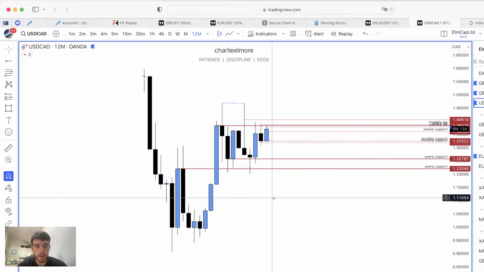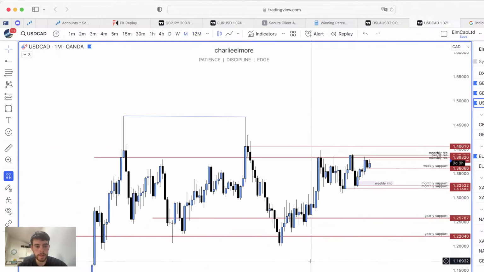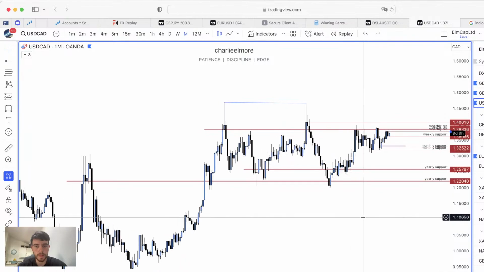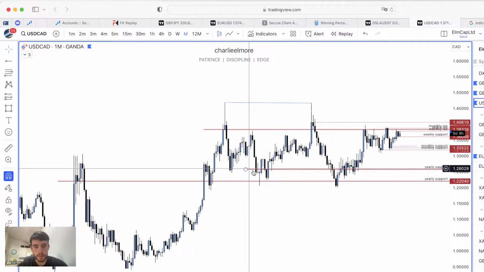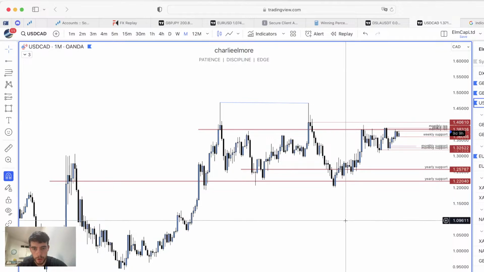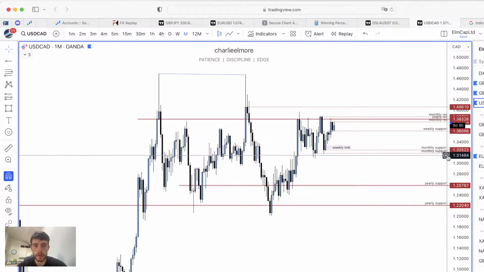So again, going down into the monthly, you can see, okay, a bit more clarity now in terms of what actually happened. Because again, on a monthly perspective, it's just up and down, choppiness, sideways. Is it going to continue lower? What's its next move? Blah, blah, blah.